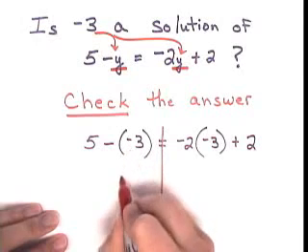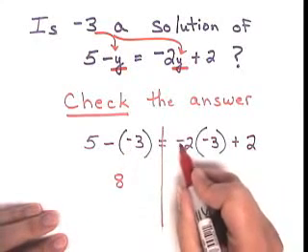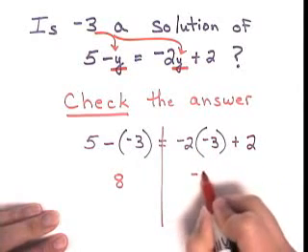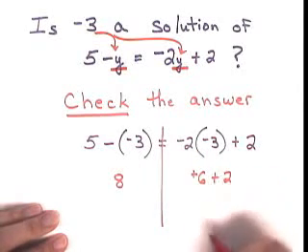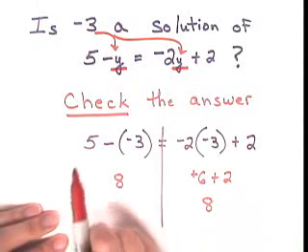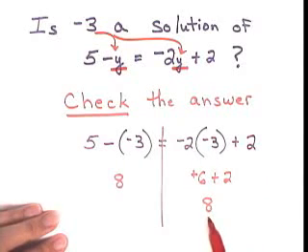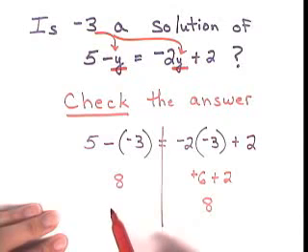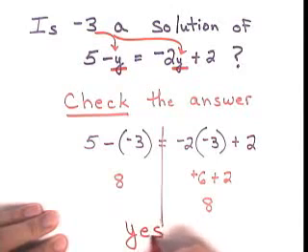5 minus negative 3 is 8. Over here I have two steps. First I'm going to multiply the negative 3 times the negative 2, which gives me a positive 6, plus 2, which gives me a positive 8. If this side of my equation evaluates to be 8, and this side also gives me 8, then I do have the correct solution, so I can answer the question. Is negative 3 a solution of that equation? The answer here will be yes.